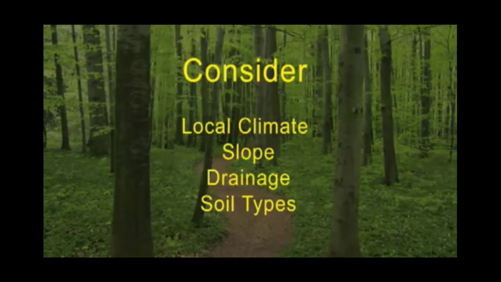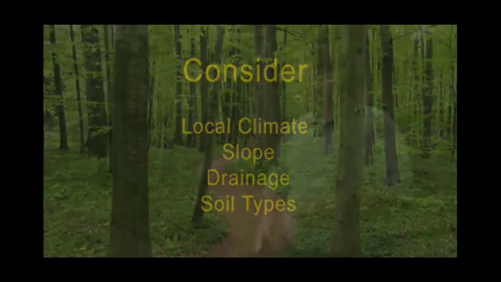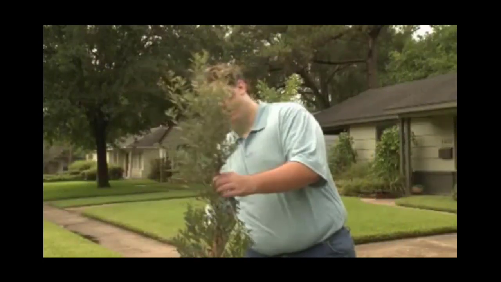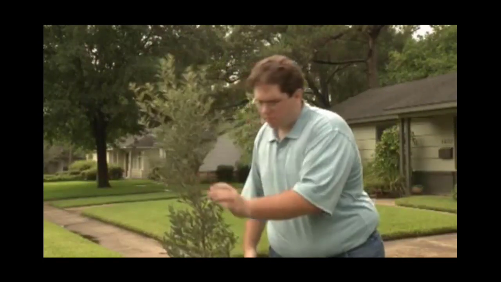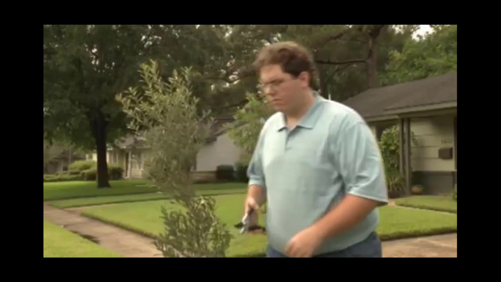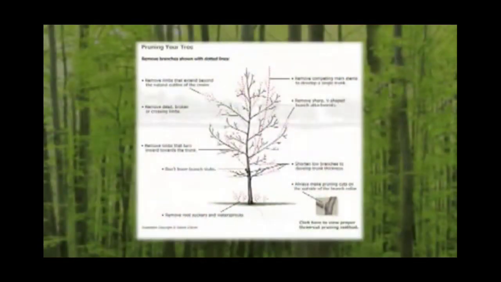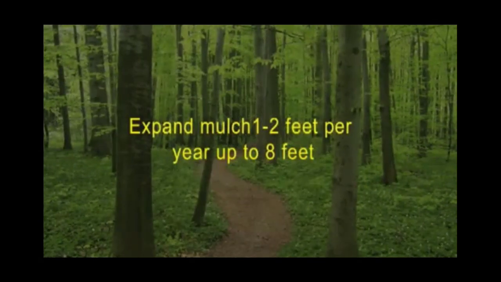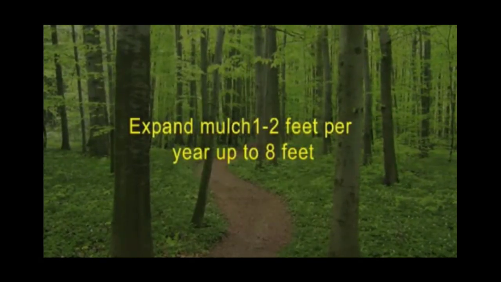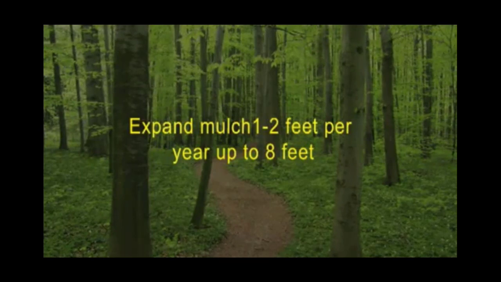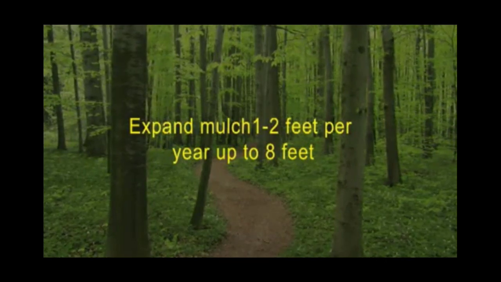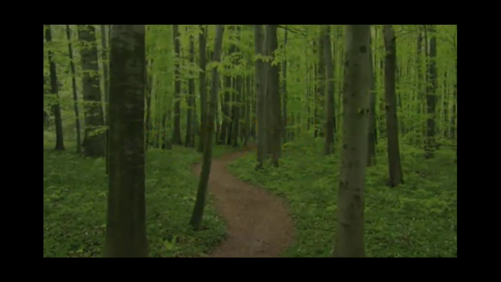During the first growing season, fertilizer is not needed, as the tree is still in the sleeping stage. That first season, prune only dead or damaged twigs and branches. During the second growing season, determine how much pruning is needed to improve the tree's health and structure. As the tree grows, your circle of mulch should be expanded by 1 to 2 feet per year, up to 8 feet. As you prune, remember, safety first.